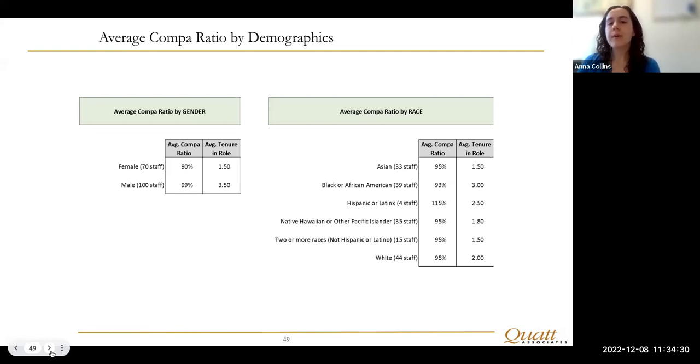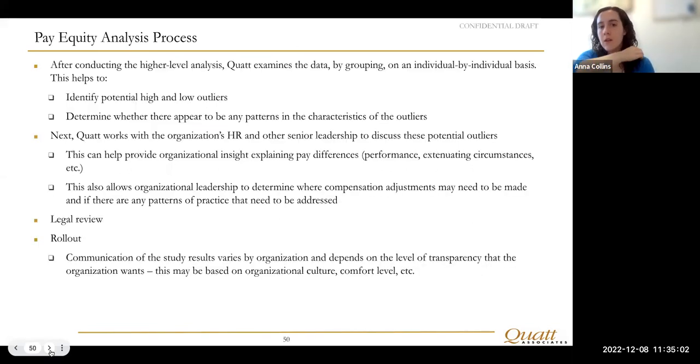In the right-hand column, there's not as clear of a story being told by comp ratio versus tenure. But if you take a look at the Hispanic or Latinx group that's coming out a lot higher in comp ratio than the other groups, there are only 4 data points there. So there may be 1 or 2 data points that are skewing that average. And again, this could be for a good reason. Maybe it's one superstar who's really knocking it out of the park and should be paid that high. Next slide, please.